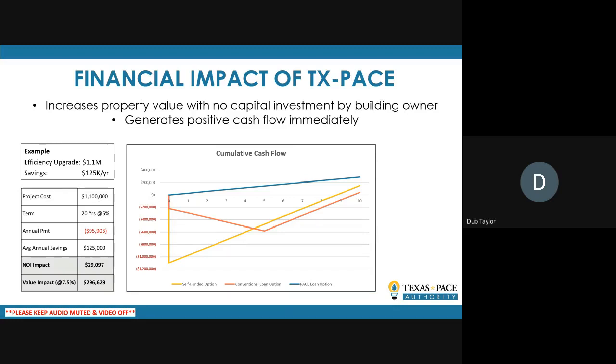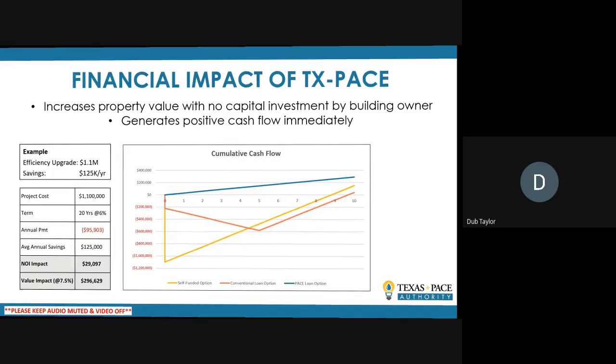In a conventional loan option, again, you go negative for a while because you have that repayment stream, typically over about 5 years. Then you start going positive. That's the orange bar. And then the blue bar shows PACE by comparison. And there you start day one going cash flow positive. And so over an annual basis, in this illustration, the net operating income impacts about $30,000 a year, and then over its life, almost $300,000. So it generates cash flow immediately. And that's really a key to it.